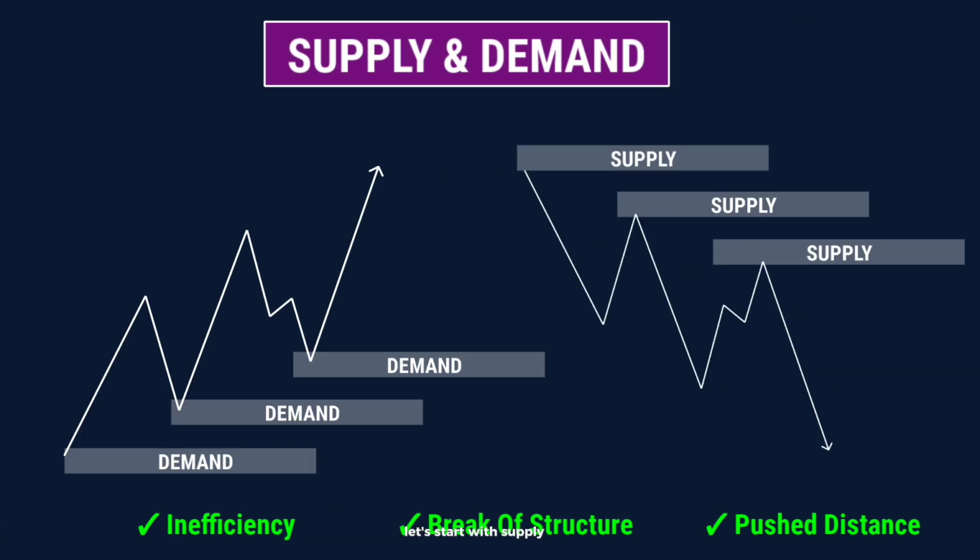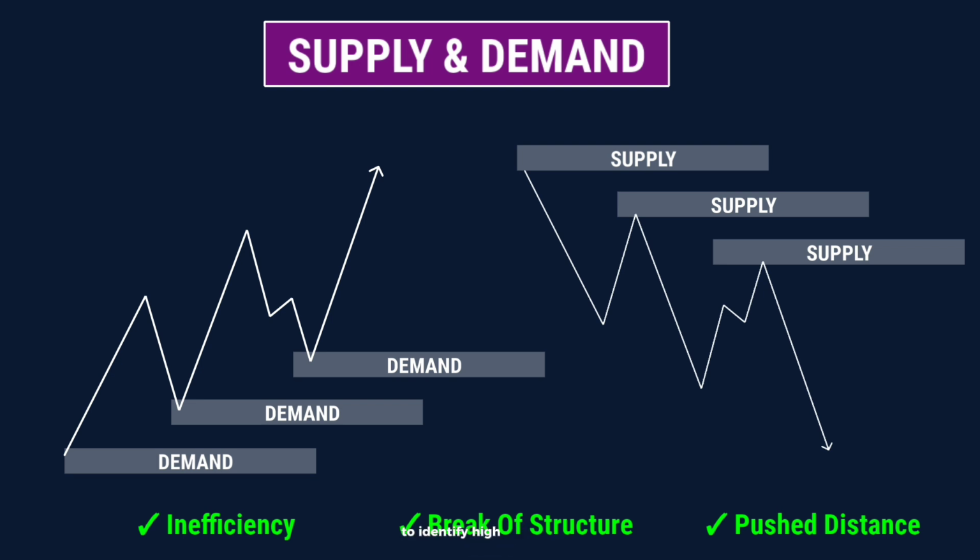Let's start with supply and demand. Key zones on the chart where price moved away rapidly due to strong buying or selling pressure. These areas mark where institutions or large traders likely entered the market, and when price returns to them, we often expect a reaction. But not every zone is worth trading.